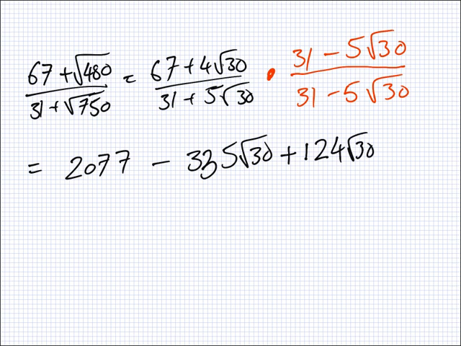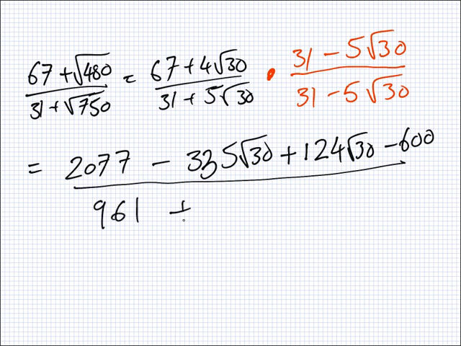Work out that. And then the last one is 4 root 30 times 5 root 30. 20 times 30. 600. Minus 600. 31 times 31. So 961. And we know the middle piece should cancel.